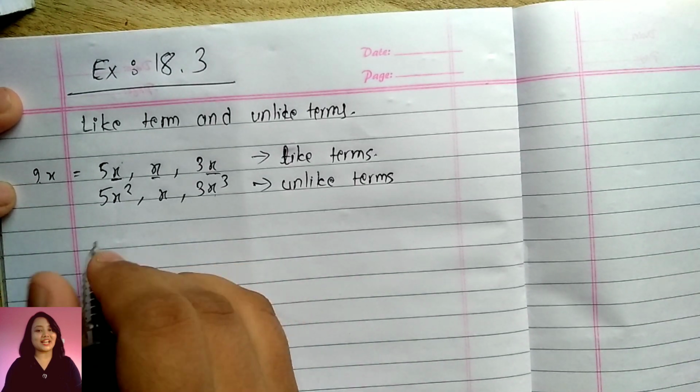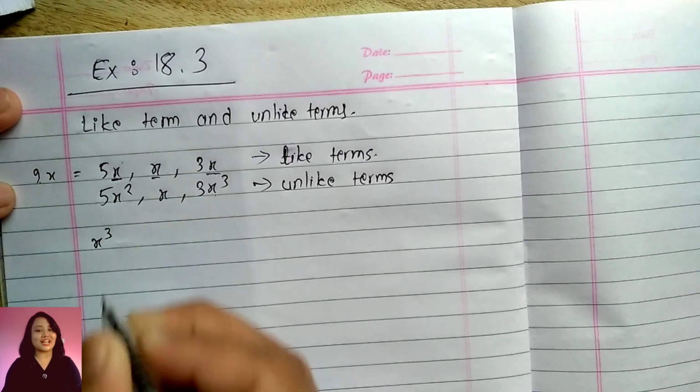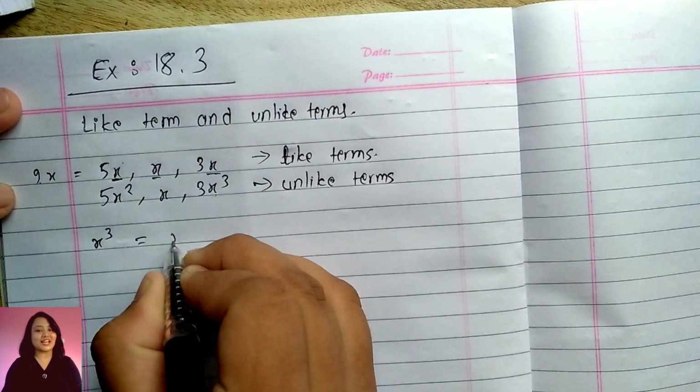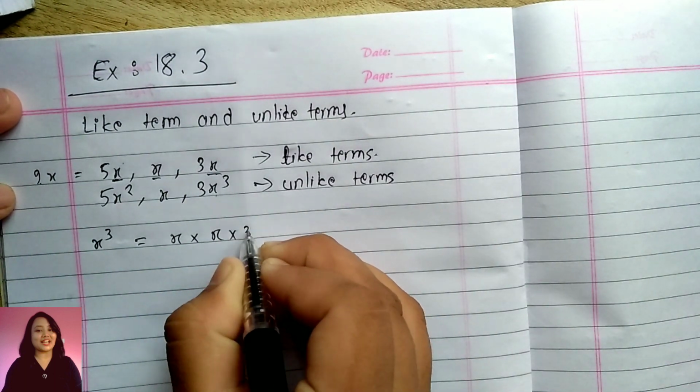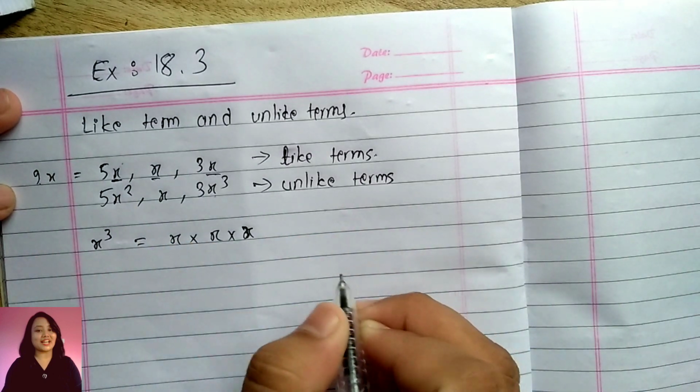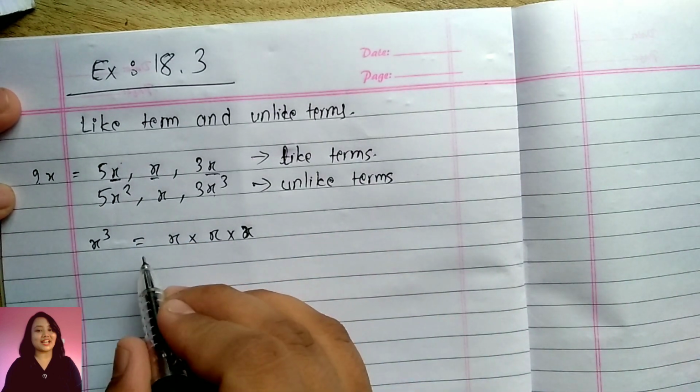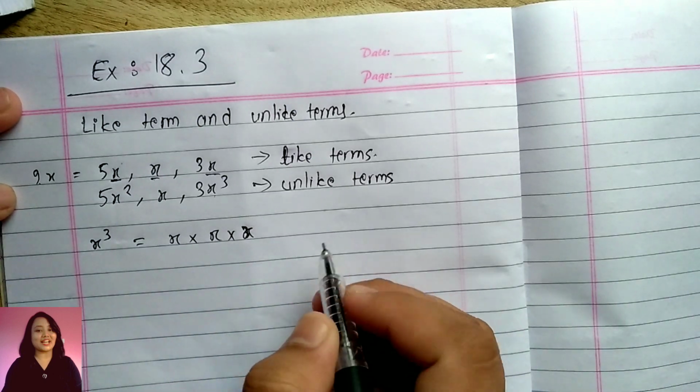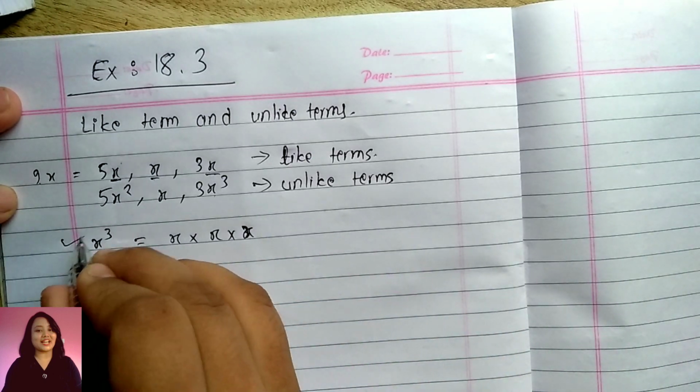And also we have to know what this cube means. Cube means x into x into x. You should not write 3x. No, it will be totally wrong. You have to write x into x into x. Only after that can you simplify.